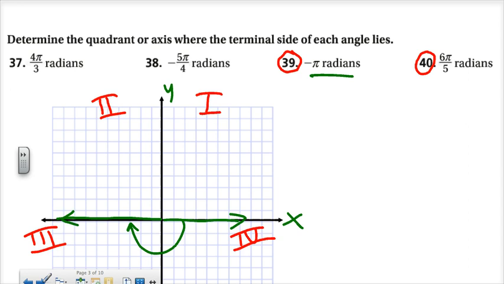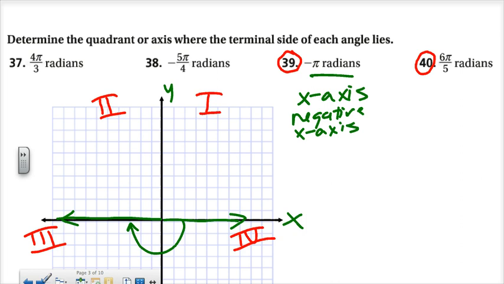And so it said determine the quadrant or axis. Well, this is definitely the x-axis that we are looking at. And if you want it to be more specific, we could say the negative x-axis, because that is the left portion of this, so the negative x-axis over there.